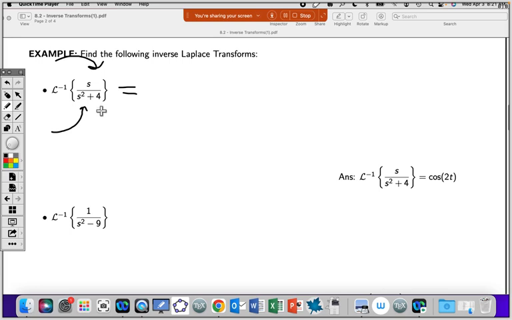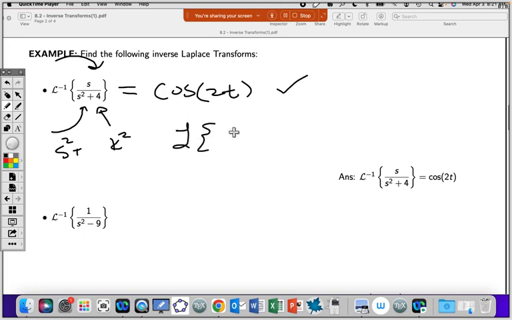So if you remember this, this was the frequency squared. So that would be like your k squared. So we have an s squared plus k squared in the denominator, s on top. So this is going to come right back from a cosine. k squared is 4, so k is 2. Right? And the way you check your answer is you would start with your answer and take the Laplace transform and see that you get your answer.